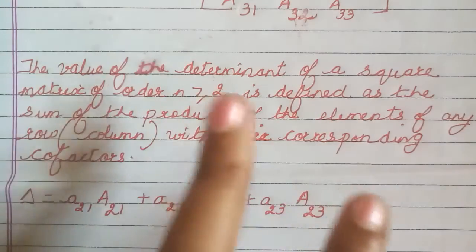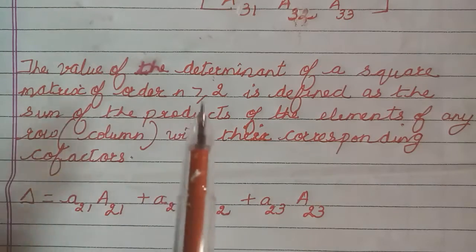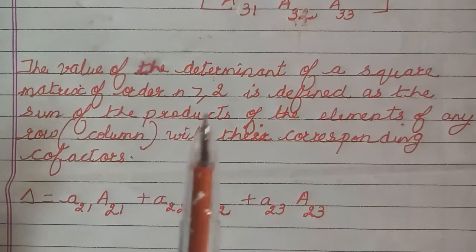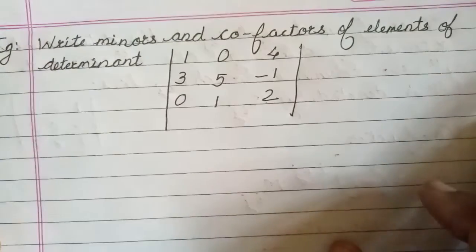It says that the value of the determinant of a square matrix of order n greater than or equal to 2 is defined as the sum of the products of the elements. So you write the elements of that particular row or column, multiply each element with its cofactor, and add all that with the remaining elements of that row or column. Then what you get is nothing but delta. This is what we used to do, no, children? Now let us apply this to one problem. Let us do this through a problem.